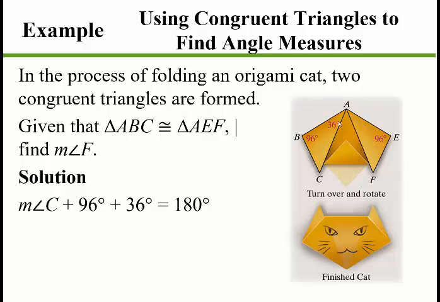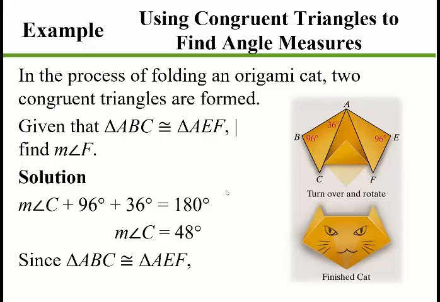Well, the way I'll find angle C is I know from section 4.1 that the interior angles of a triangle must sum to 180 degrees. So if I take the measure of angle C plus 96 plus 36, it should sum to 180 degrees. So just adding these and subtracting, the measure of angle C here is 48 degrees. So since triangle ABC is congruent to triangle AEF, the measure of angle F, what I'm looking for, is equal to the measure of angle C, and it has to be 48 degrees.